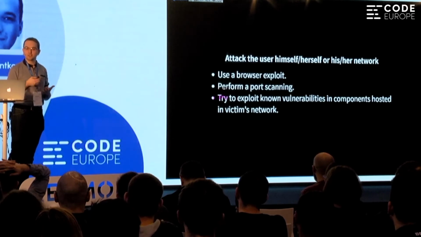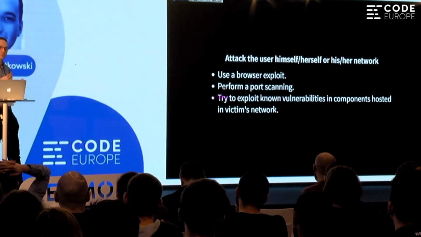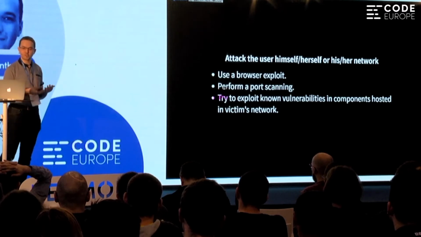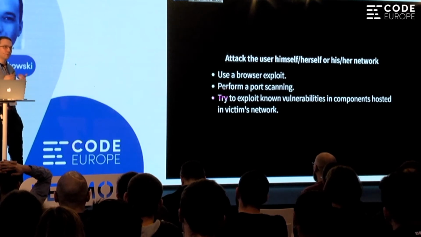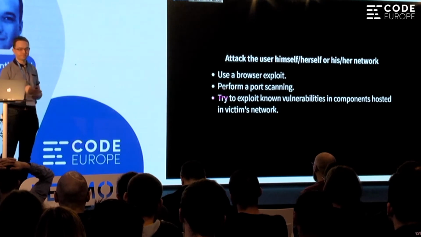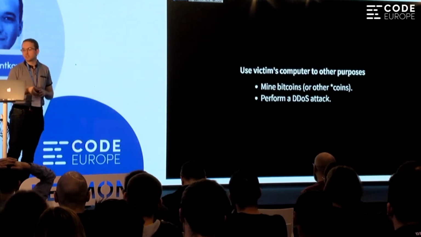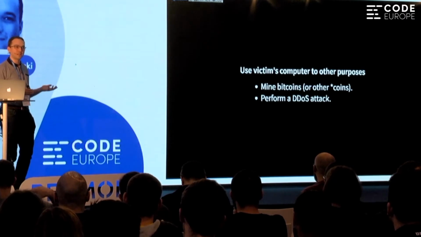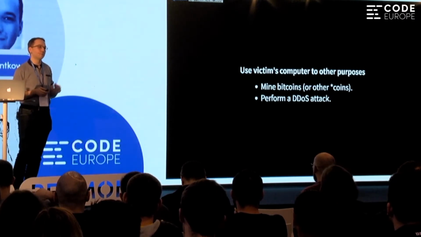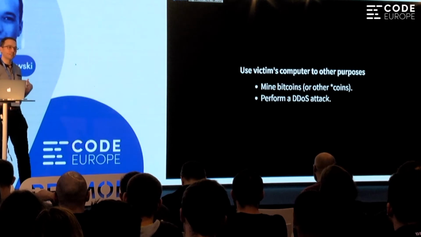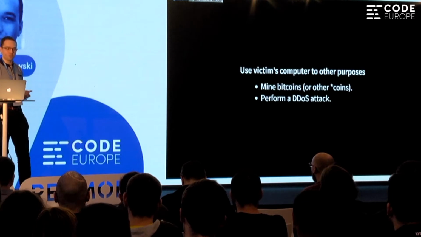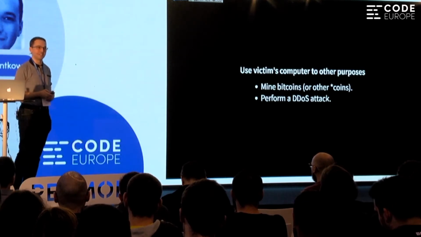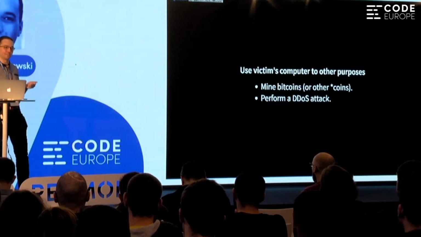You can also attack the user himself or his network. So you can use a browser exploit to take over his computer, or you can perform a port scan on his network, or even try to exploit known vulnerabilities in other components in the same network that the victim is in. And also, you can use victim computers for other purposes. For example, you can mine bitcoins, or I don't know, you can perform a DDoS attack. If you have XSS on, for example, 1 million users, then you can do a pretty effective DDoS attack if you decide to attack one specific website.